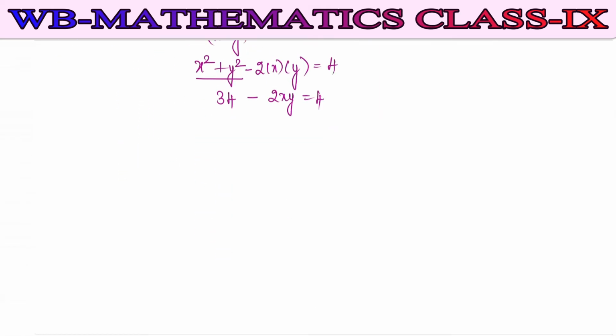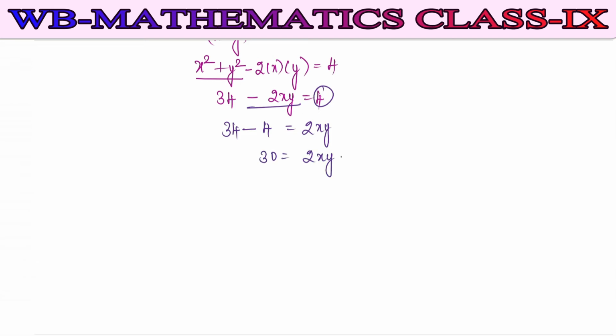When you shift 2xy to the opposite side, it will become plus. So this plus 4 I will shift here: 34, this plus 4 when you shift to the opposite side will be minus 4, is equal to this minus 2xy, which when you shift to the opposite side becomes plus 2xy. So here we got 34 minus 4, it is 30, is equal to 2xy.